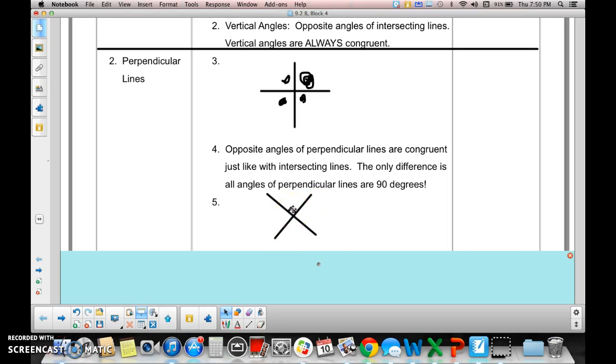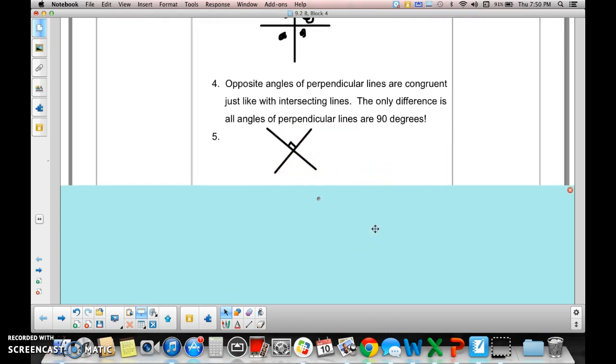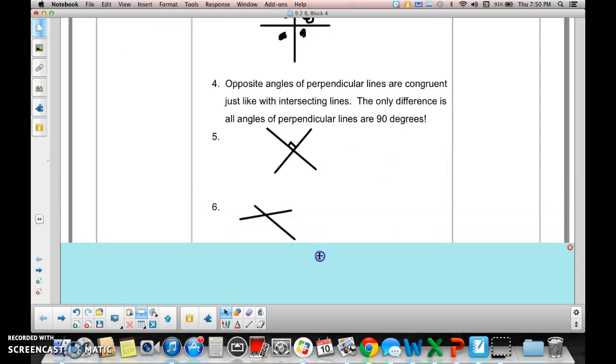Therefore, you know that the opposite angle is going to be 90 degrees. And because this is 90 degrees, they have to be perpendicular lines. Therefore, the right and the left are also going to be 90-degree angles. So just a different look at what perpendicular lines look like.